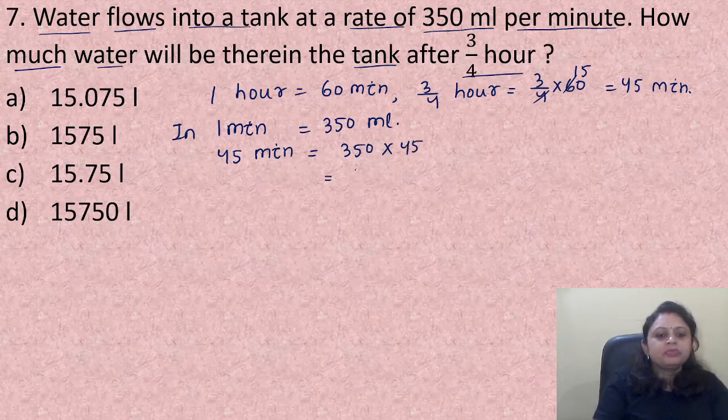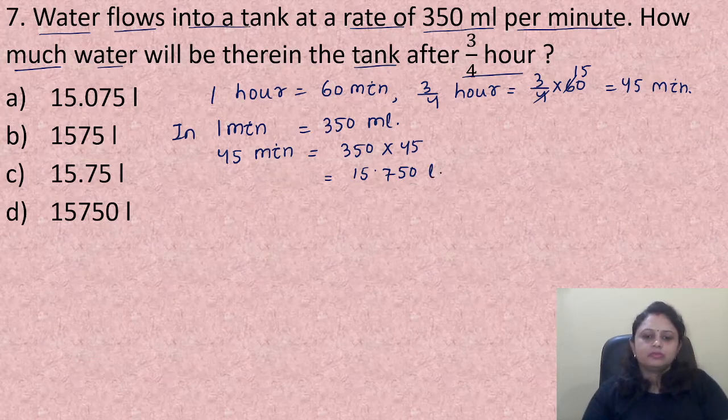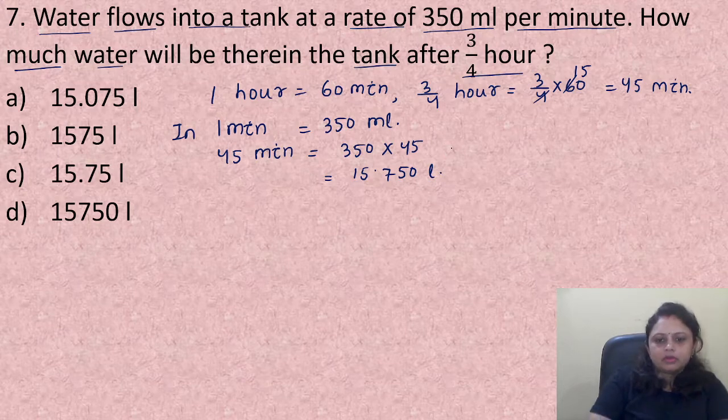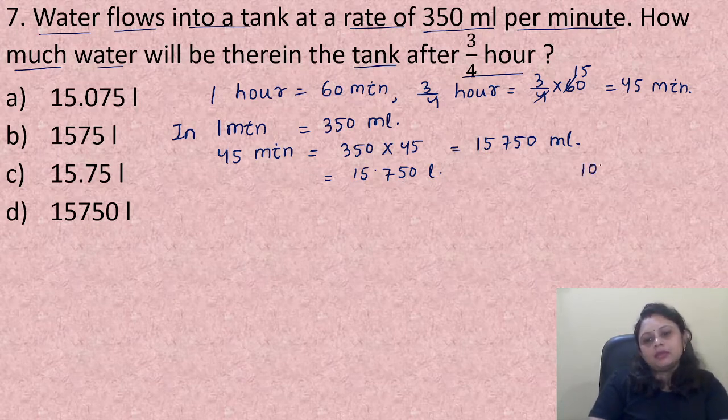That is equal to 15.750 liter. So it will be in ml. Let me write here, it will be 15,750 ml, which is not in the option, so we can convert it into liter. We know 1000 ml is equal to 1 liter, so 15,750 ml will be 15.750 liter. Where is it present? It is present in option C.